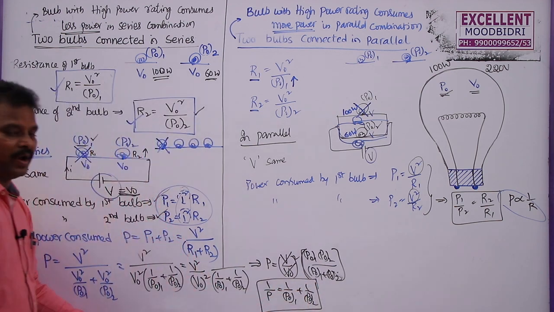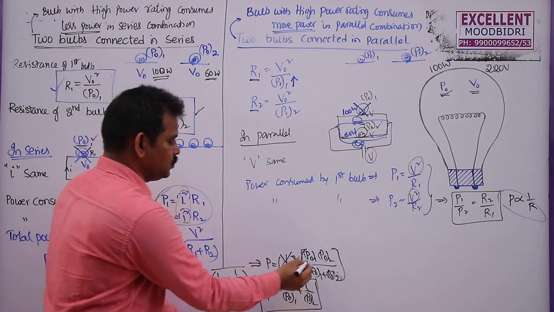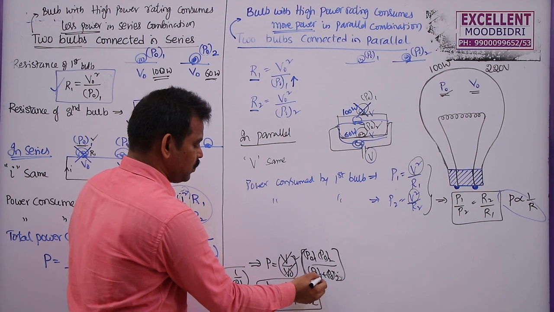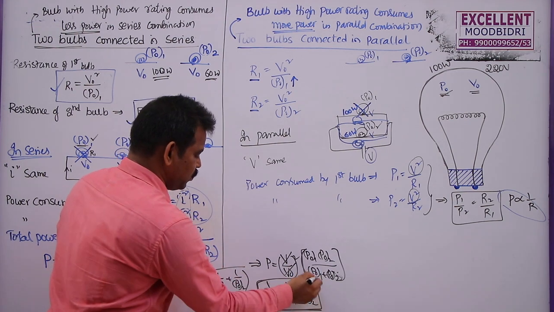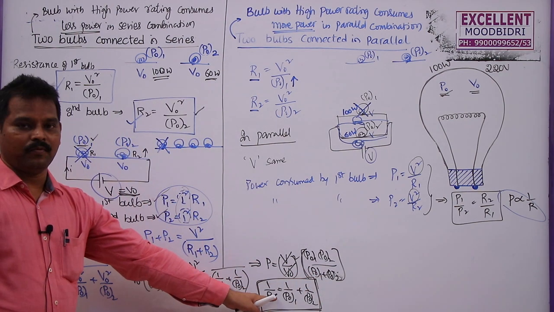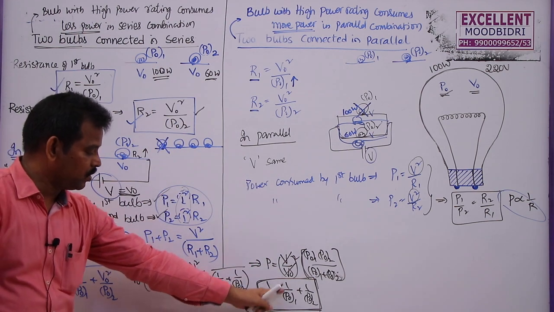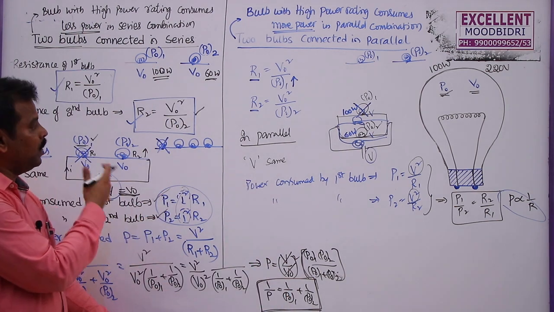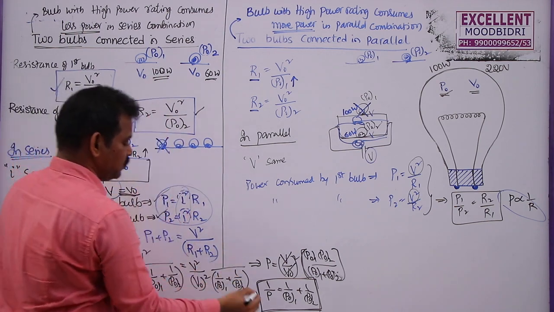So this is the expression to find out the total power consumed, or directly you can write P is equal to P naught 1 into P naught 2 by P naught 1 plus P naught 2, and it is easy to remember. In series we got a parallel-type formula, that means for resistors it is 1 by R1 plus 1 by R2, but for bulbs in series combination it is like this.